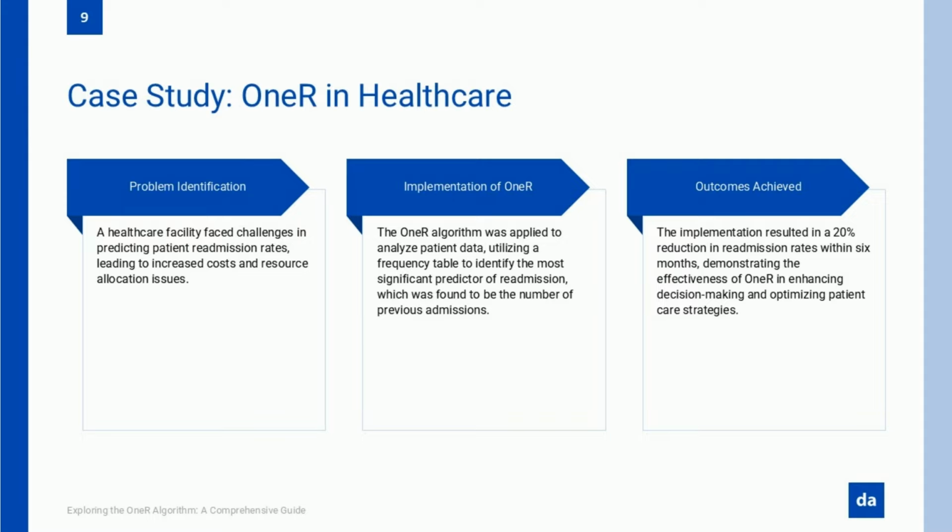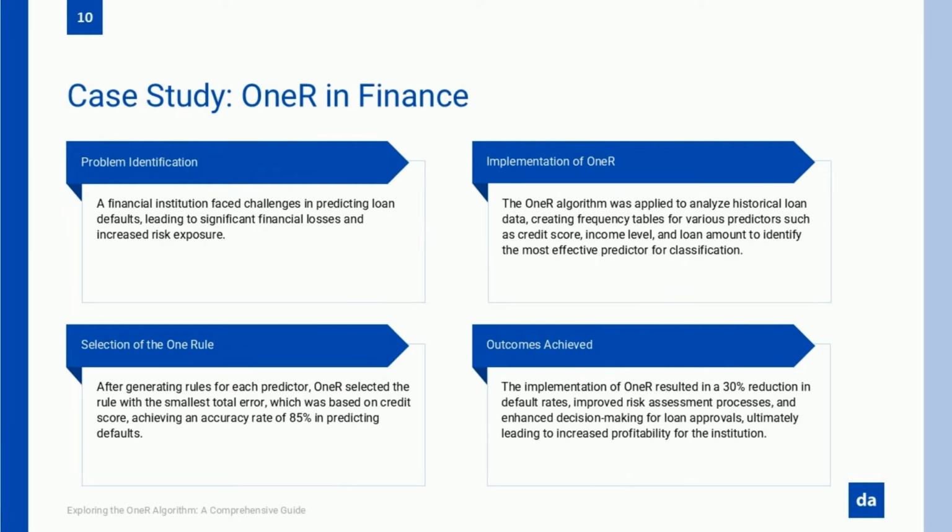This case study highlights why OneR is such a valuable tool in domains where clarity and speed are crucial. While it may not capture highly complex interactions like deep learning models, it provides actionable insights that can drive real change. Now that we've seen OneR in action in healthcare, let's shift gears and explore how it's transforming the world of finance. A financial institution was facing significant losses due to high loan default rates. Every year, thousands of loan applications were processed, but many borrowers failed to repay, leading to financial instability.